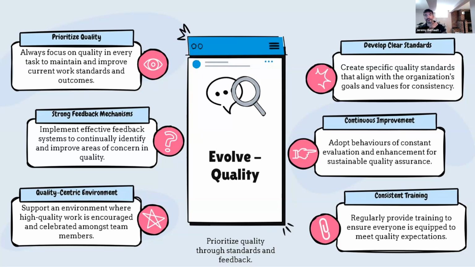And the first part of evolve was about quality. It's not just quality assurance or quality control, as they like to get mixed together. This is just quality overall. We always want to prioritize quality first. We don't want bad things to go out, obviously. We want to make sure we have that strong feedback mechanism.